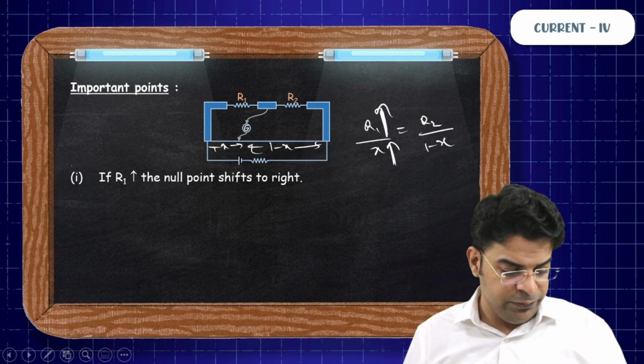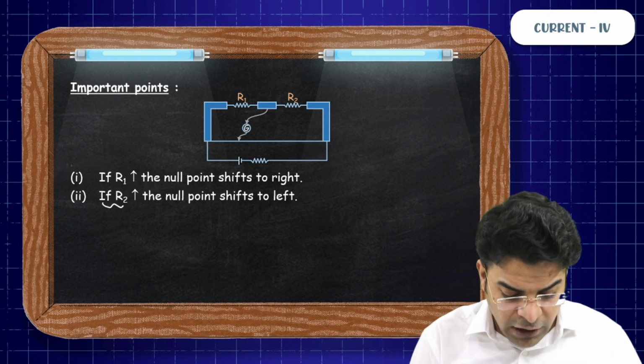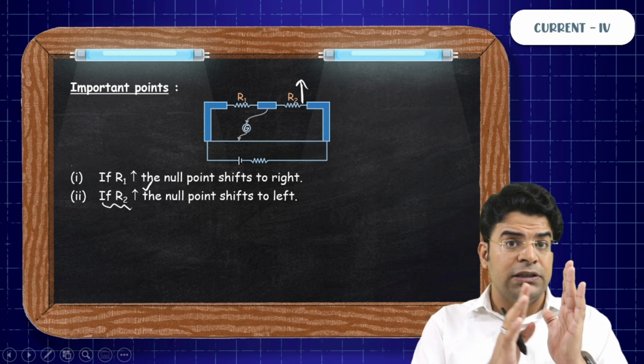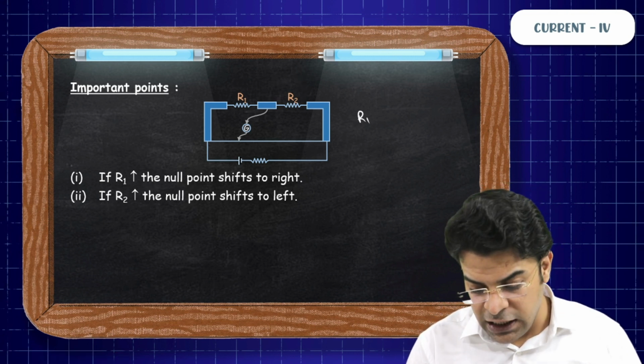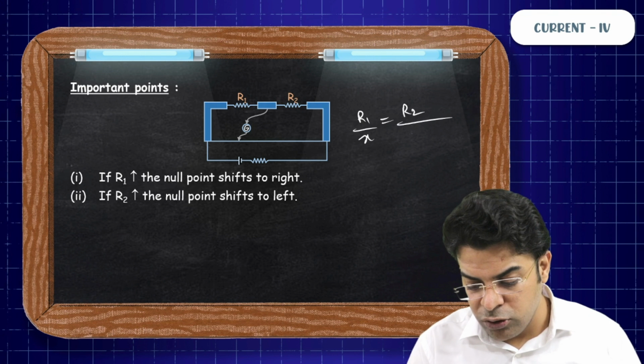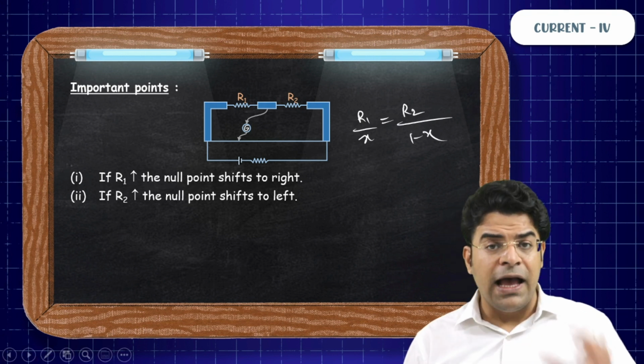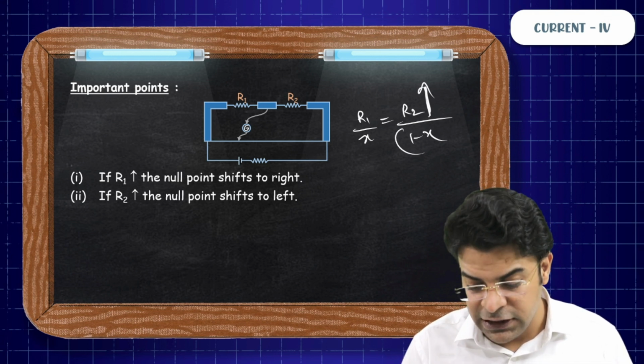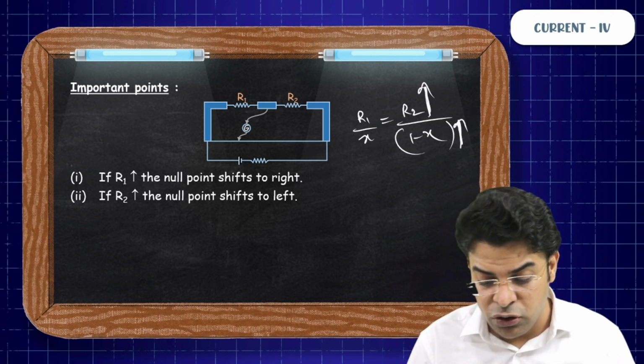Keep this in mind. Second thing, bachcho, if R2 increases, then the null point will shift towards the left. Why? Because we know that R1 upon X equals R2 upon 1 minus X. So as to have the ratio balanced, if R2 increases, then beta, this quantity 1 minus X should also increase.